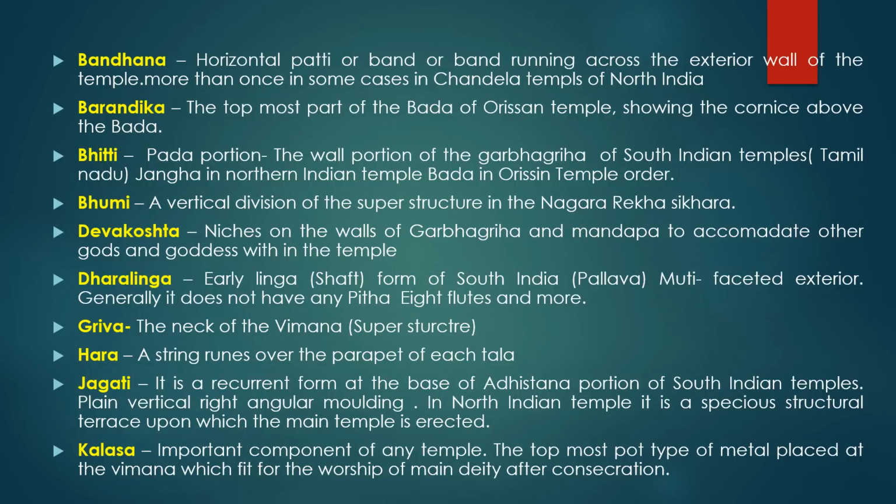Jagadi is a component generally we come across in the Adhisthana portions. It is a recurrent form at the base of the Adhisthana of South Indian temples, a plain vertical right angular molding. In North Indian temples, it is a spacious structural terrace upon which the main temple is erected.